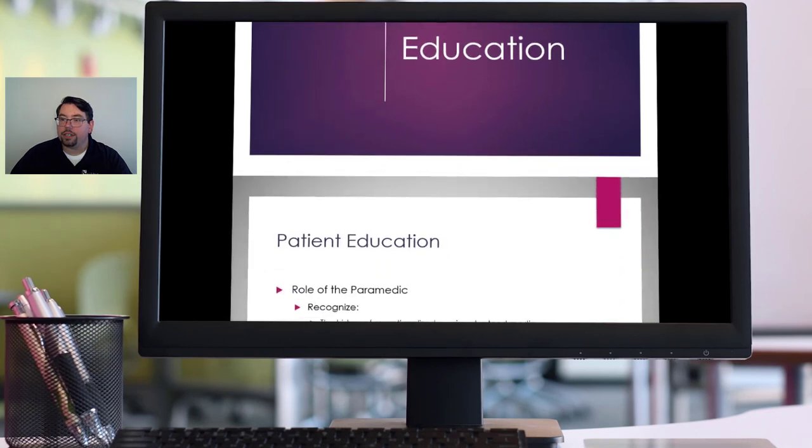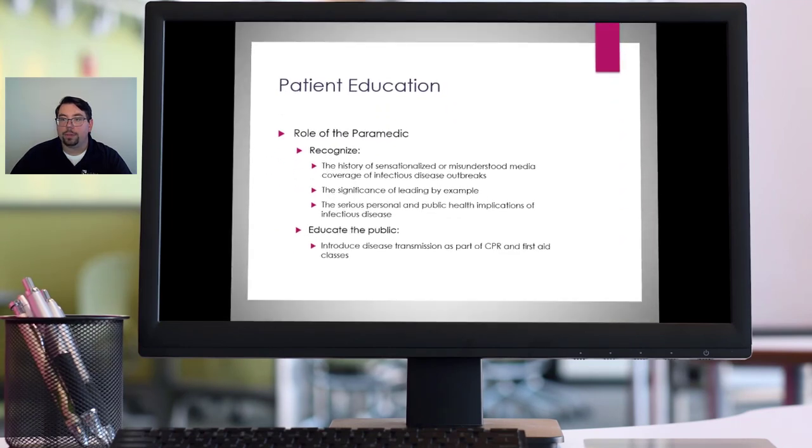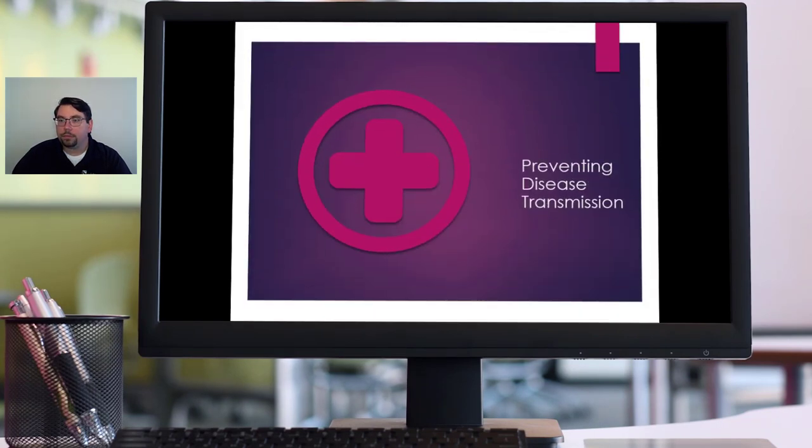We also talk about patient education. With patient education, obviously the role of the paramedic is to recognize what's going on and then to educate the public, as we've talked about. We want to be proactive when it comes to infectious disease, and when we introduce disease transmission as part of our community interaction, whether it be CPR or first aid or any of those components, we want to remind folks that hand washing is extremely important, and that touching your face or other regular use surfaces around someone who's contaminated is a big risk for picking up that disease.